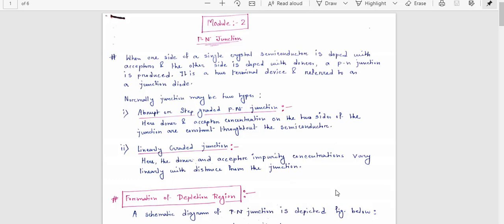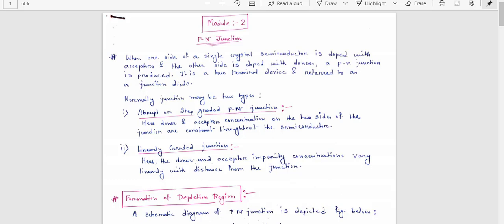Basically, a PN junction is a diode, a one-way device which offers a low resistance when it is forward biased, and it behaves like an insulator when it is reverse biased. Now I will elaborate this idea briefly here.